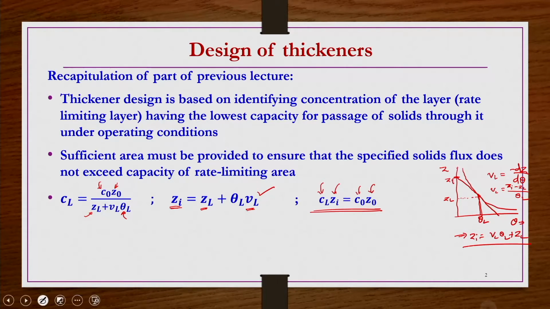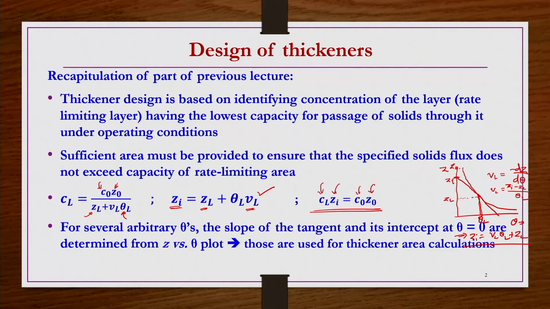Let us say if this is the initial interface height, that must be Z naught. And then for several arbitrary thetas, the slope of the tangent and its intercept at theta equals 0 are determined from the Z versus theta plot. Those are used for thickener area calculations. Okay. Till this point we have already seen in the previous lecture.